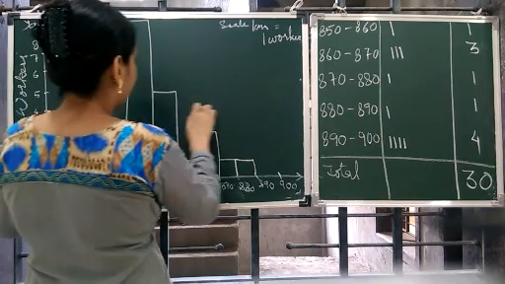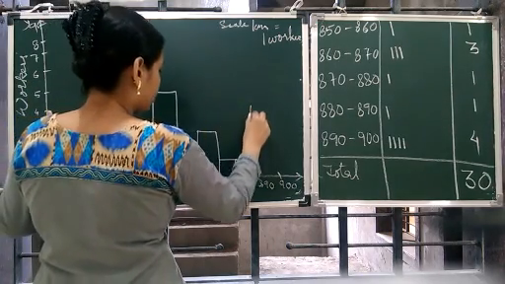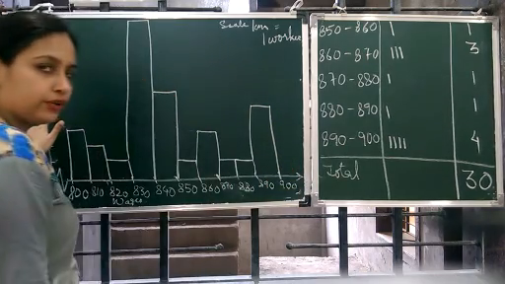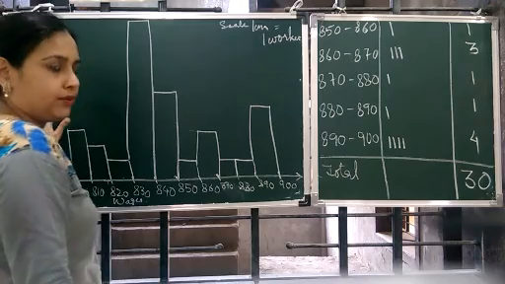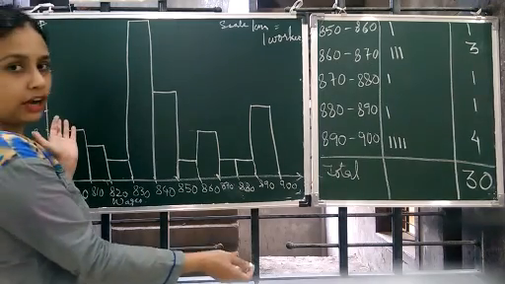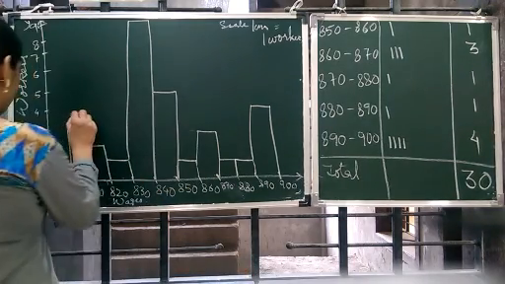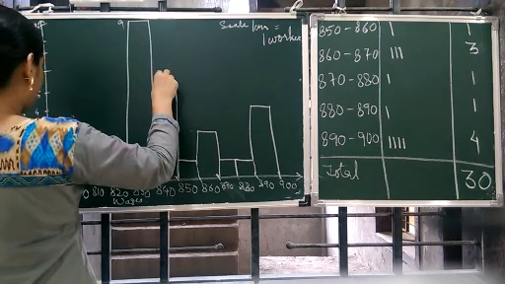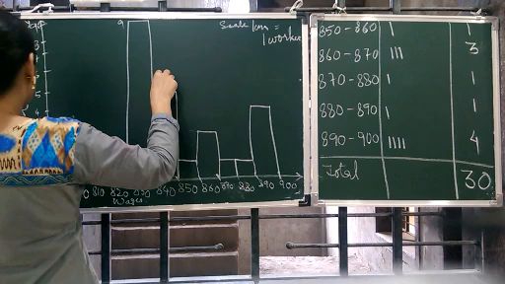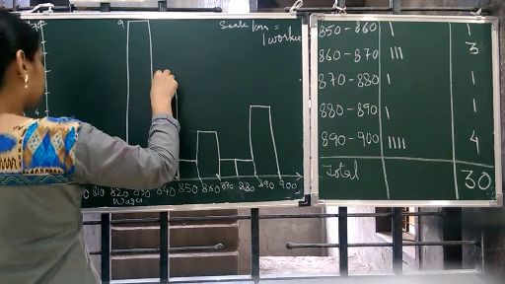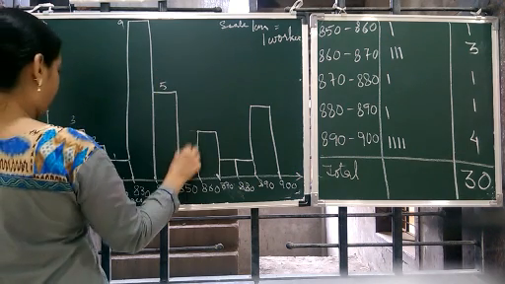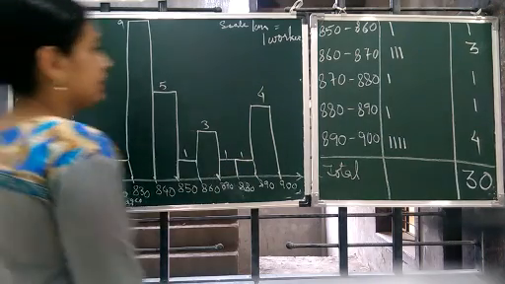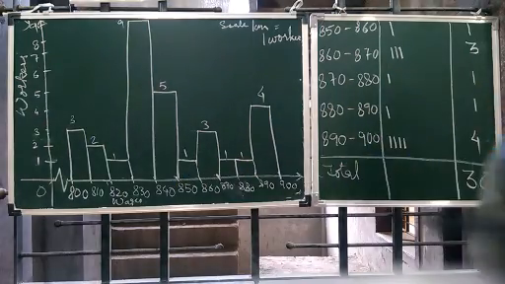Use a scale, please, to draw the histograms. You have a graph paper, use a graph paper. You don't have a graph paper, use a normal paper. You can see I am not using a graph paper to draw. Then we write here 3, 2, 1. This was 9. 5, 1, 3, 1, 1 and 4. This completes the histogram. Now you have to answer the following questions.